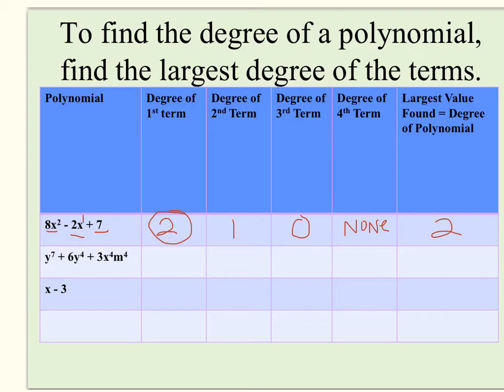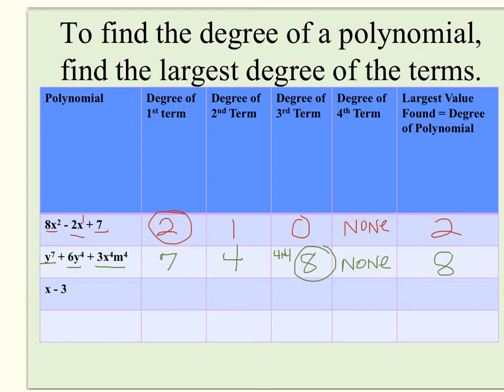So let's look at the next one. The degree of y to the 7th is 7. The degree of 6y to the 4th is 4. The degree of 3x to the 4th m to the 4th, I need to add my two 4s. So we're going to get 8. And there is no fourth term again. So the largest value we found in the second polynomial example was 8. So the degree of that entire polynomial is 8.